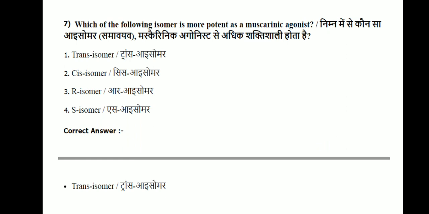So we are moving to the next question, question number 7. Which of the following isomers is more potent as a muscarinic agonist? That is muscarinic agonist, cholinergic drug. They are asking for the isomer. Options are trans isomer, cis isomer, R isomer, S isomer. Compared to cis, R and S isomers, trans isomers are more potent as a muscarinic agonist.